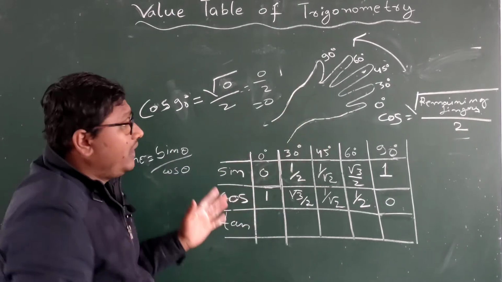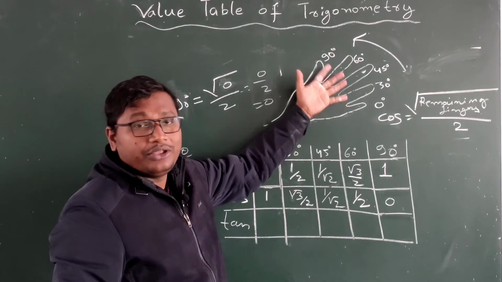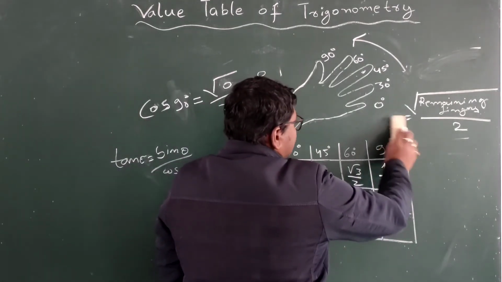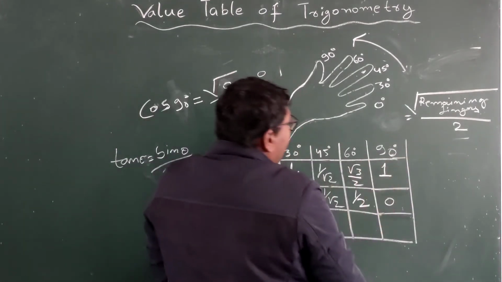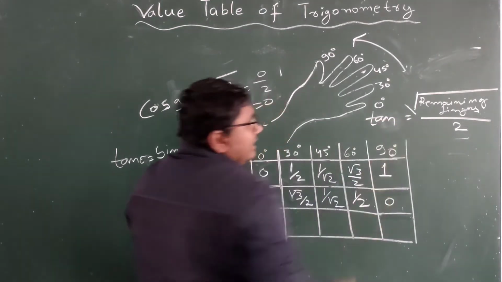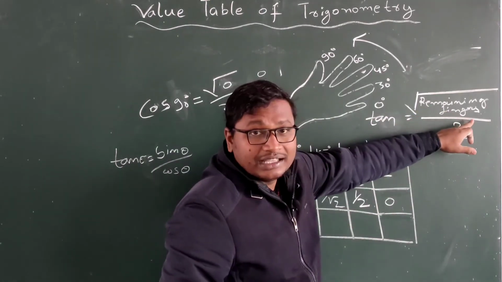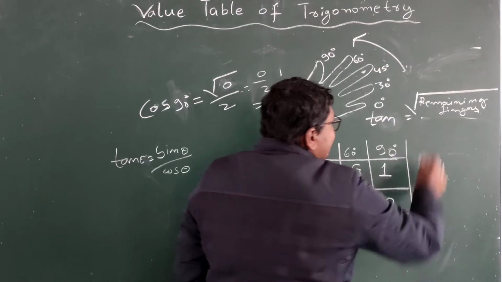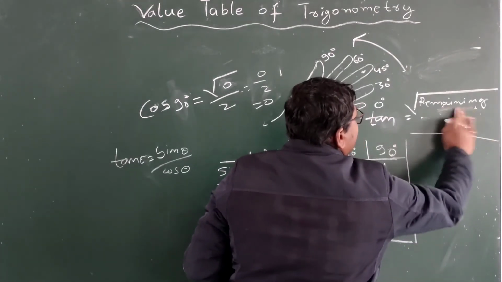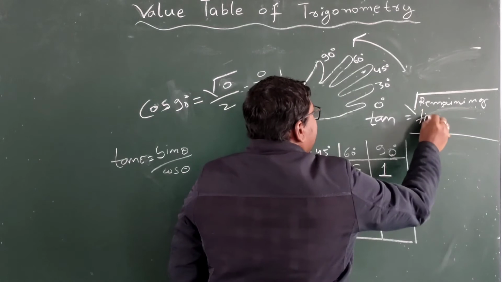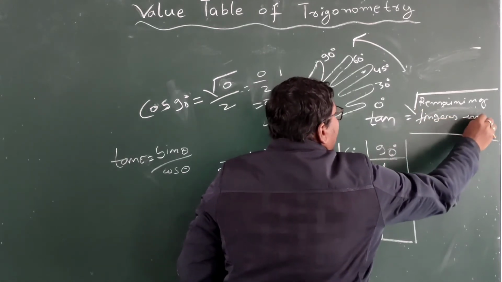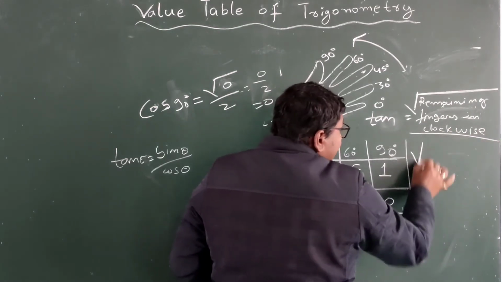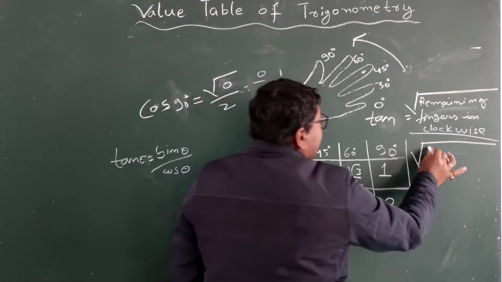And you can even get the value of tan using the left palm also. Now you see again the left palm, but the formula will be changed here. What? For tan, the formula will be the remaining fingers in the clockwise direction. I should write here: remaining fingers in clockwise direction, divided by root under the remaining fingers in the anti-clockwise direction.